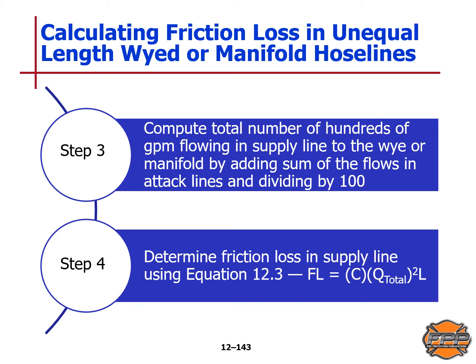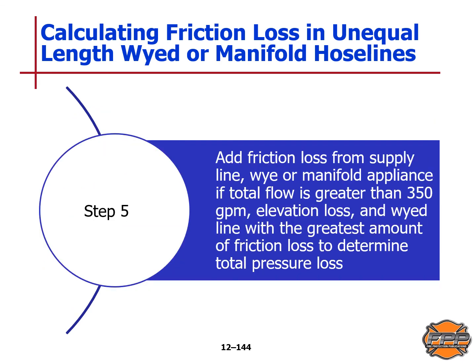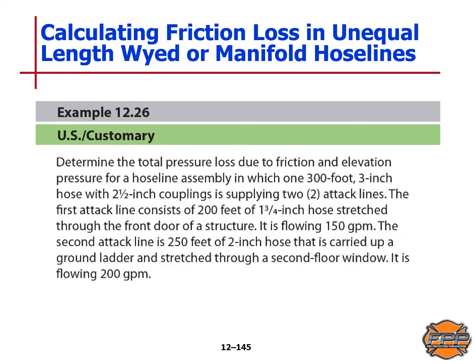Step 4 is to determine friction loss in the supply line using equation 12.3: friction loss equals C times Q total squared times L. Step 5, add friction loss from the supply line, Y, or manifold appliance, and if the total flow is greater than 350 gallons per minute, elevation loss, and wye line with the greatest amount of friction loss to determine total pressure loss.